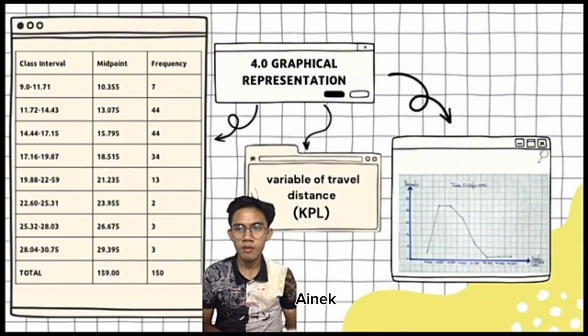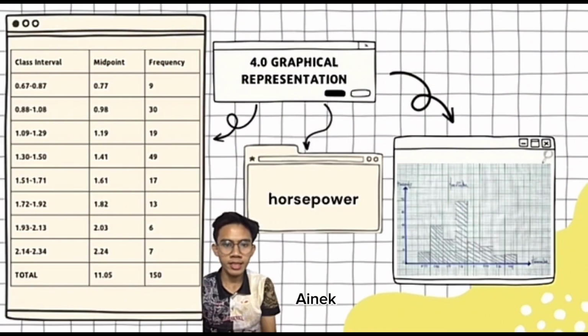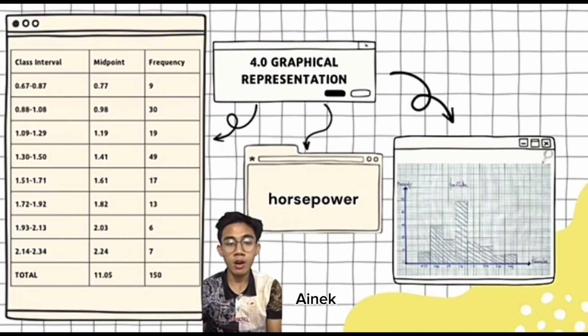15.795, frequency the same, 44. 4.3 is the histogram for the horsepower. For table 3, refer to the table 3. For the first class interval, it is 0.67 until 0.87, midpoint 0.77, and frequency 9. Number 2 is 0.88 until 1.08, midpoint 0.98, and frequency 13.